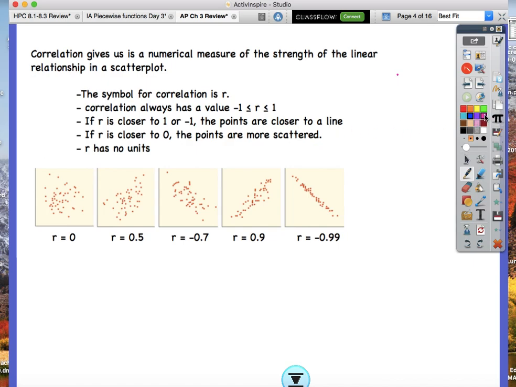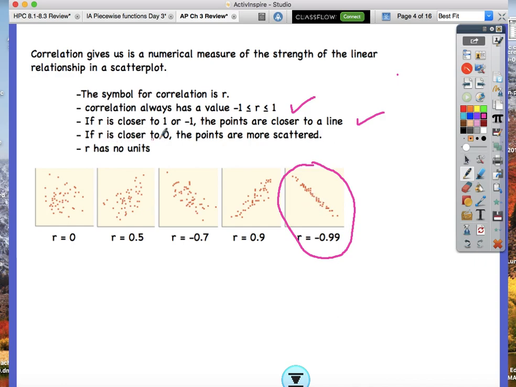Correlation. Some things to know about correlation. That's r. R is always going to be between -1 and 1. The closer it is to -1 or 1, the closer it is to a line. So like this is pretty close to -1, and that's a really good thing. It's a very strong correlation, just in the negative direction.